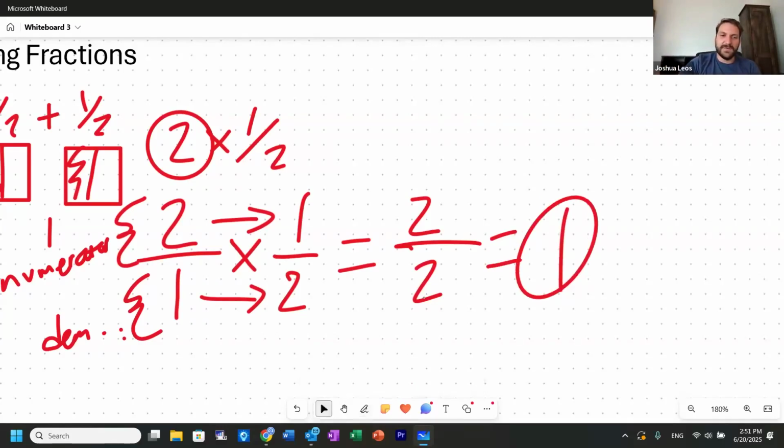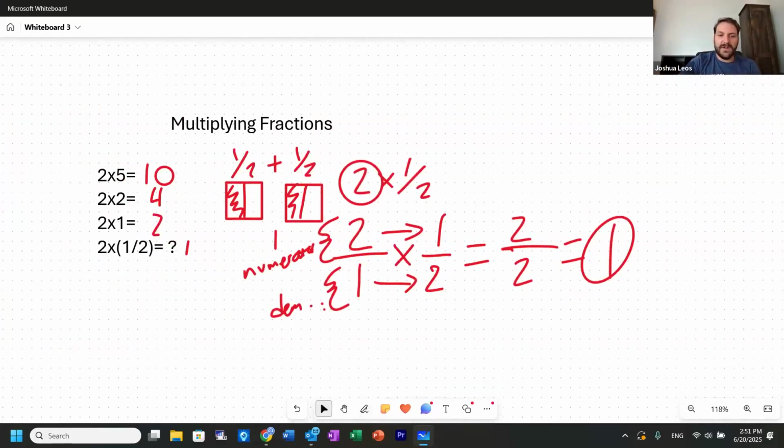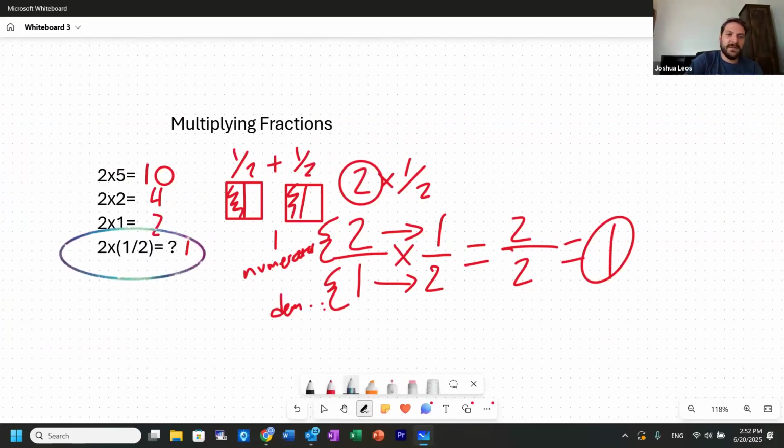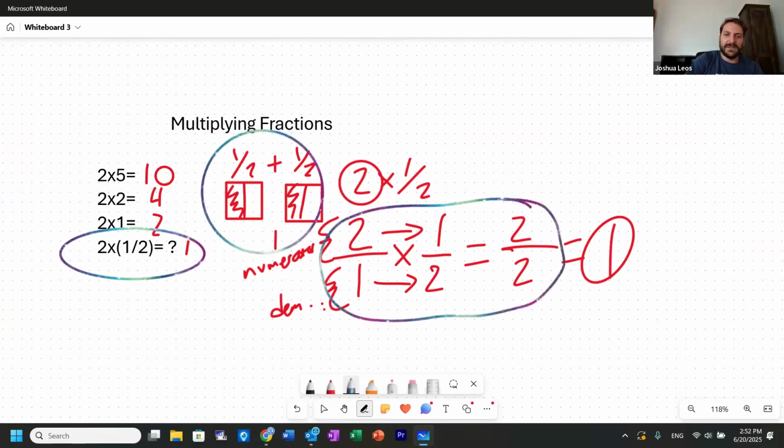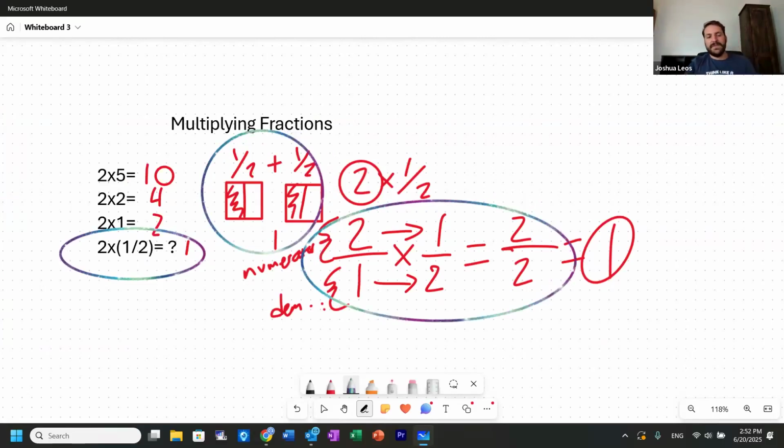So if we come here and we zoom out a little bit, we can see all the different ways that we can make, let's use our fun pencil here. We can write it out like this. We can do it with pictures, or we can do it with a big standard algorithm. So that is how I would go kind of quickly through teaching multiplying fractions.